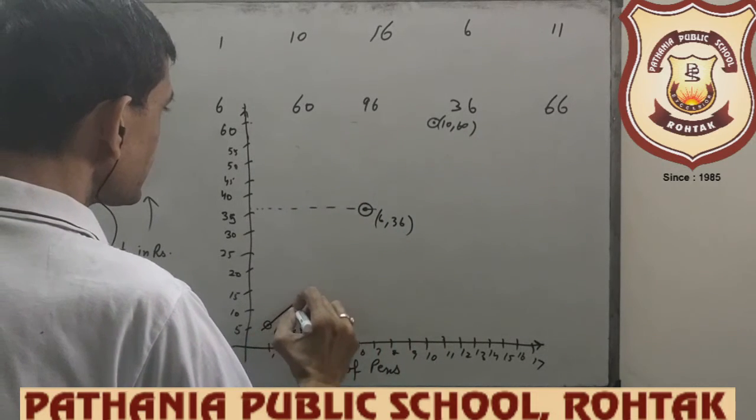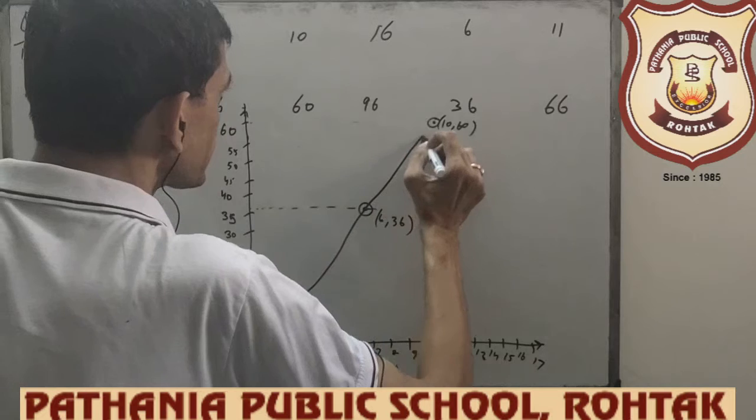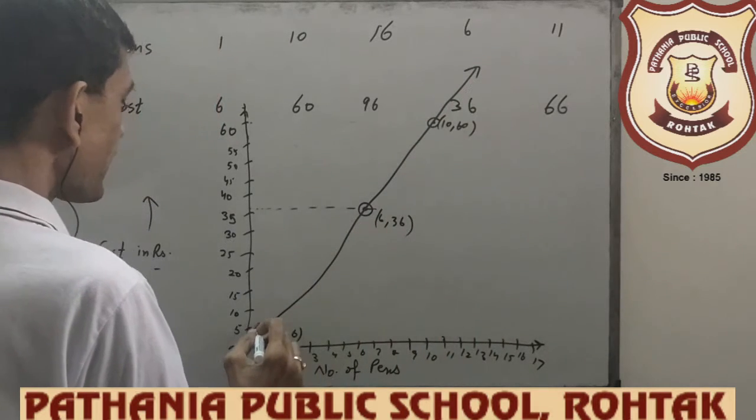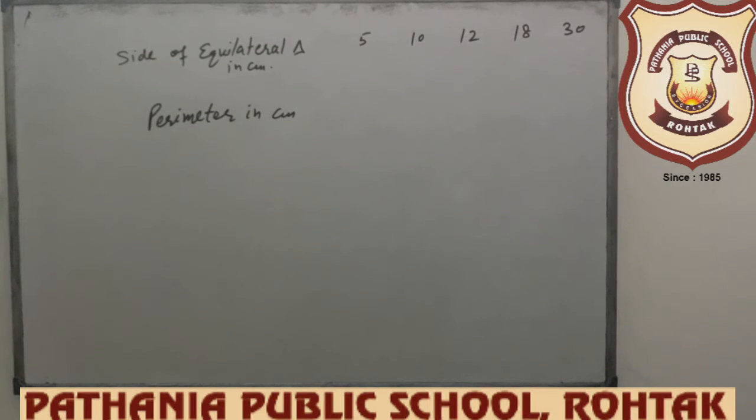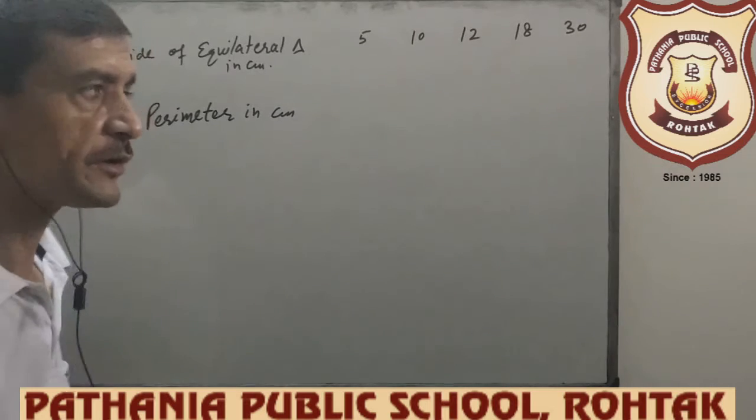चलो, in this way if you join all these dots by using a scale, then it will be a linear graph. Again it will be a linear graph in this way. So it is a linear graph beta. Now next question beta, question number 2 of 15.3. It is question number 2.